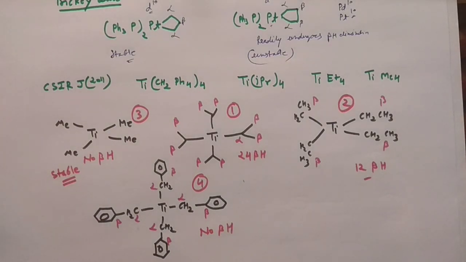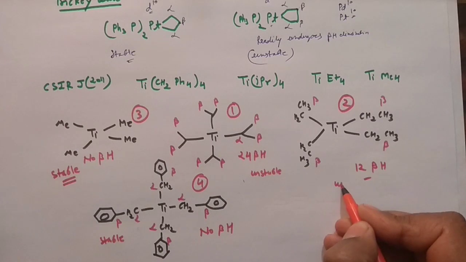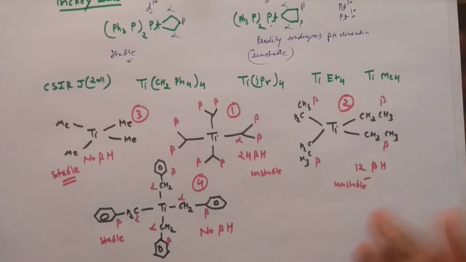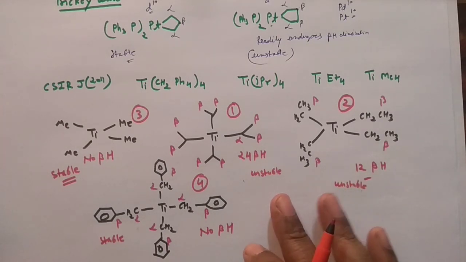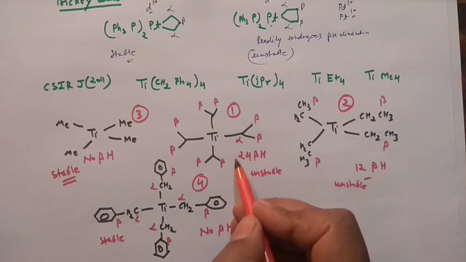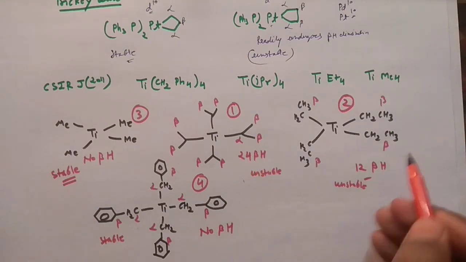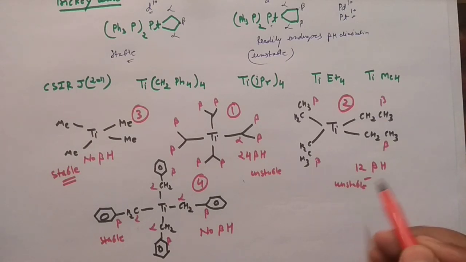Now you know the complexes which will not have beta hydrogens will not undergo the beta hydride elimination reaction and they would be thermodynamically more stable. So this is stable, this is also stable, this is unstable, this is also unstable. Now the question becomes quite tricky. If both are unstable, how to decide which would be more unstable? Obviously, the complex which has the higher number of beta hydrogens would be more unstable, and the one with the lesser number of beta hydrogens would be less unstable.